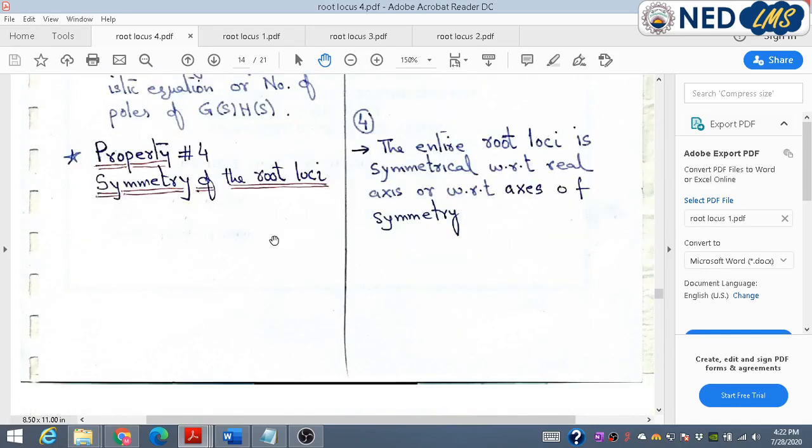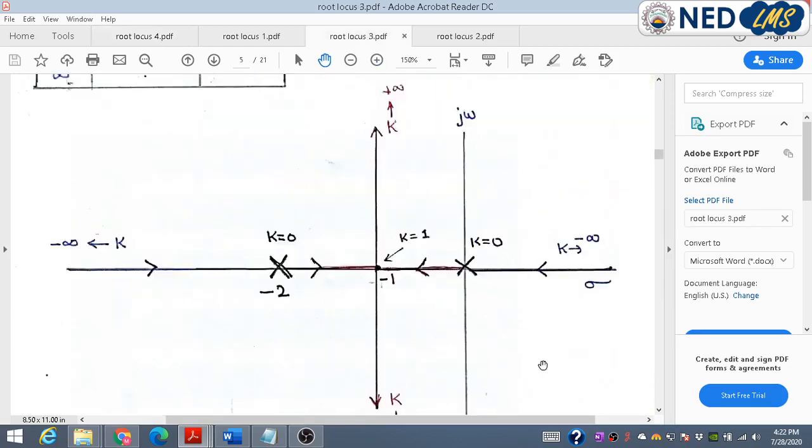The next property is the symmetry of the root loci. Here we have stated that the entire root locus is symmetrical with respect to the real axis, or the axis of symmetry. We can also see from this diagram that this root locus seems to be symmetrical with respect to the real axis. If you overlap the upper j omega axis by the lower j omega axis, we feel that each and every point will overlap with each other. It means that the root locus is symmetrical with respect to the real axis.